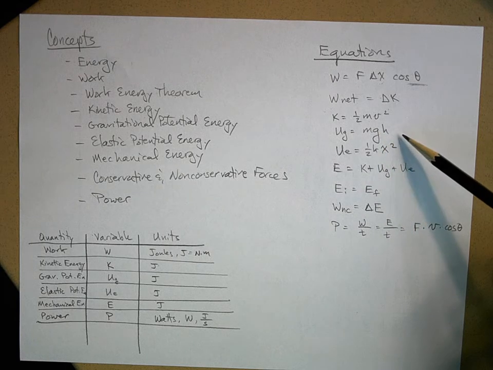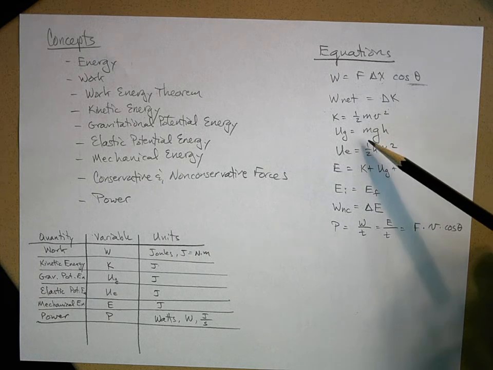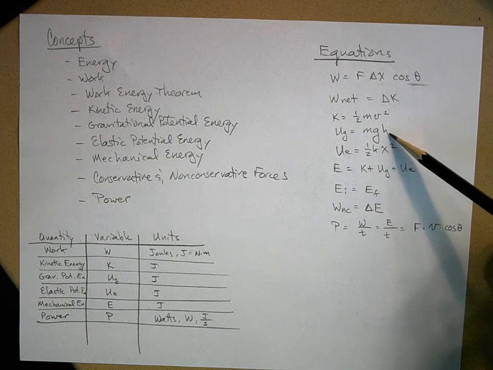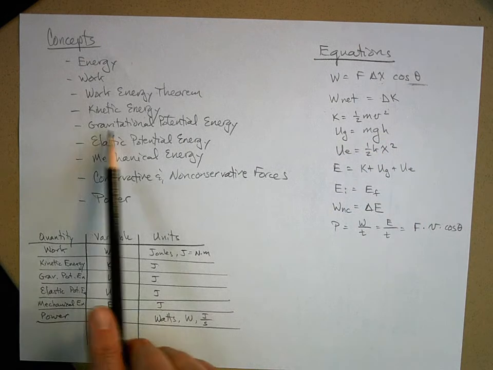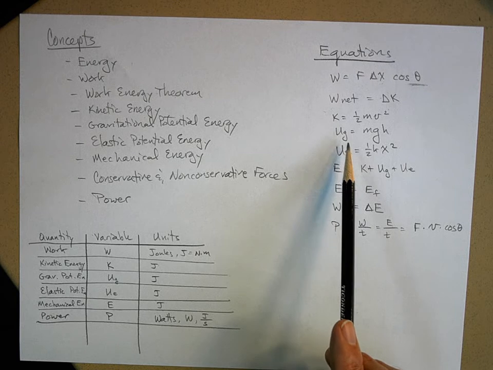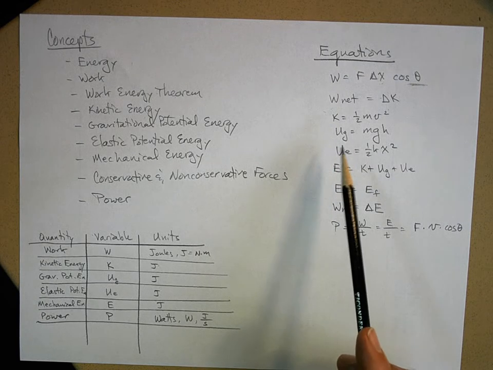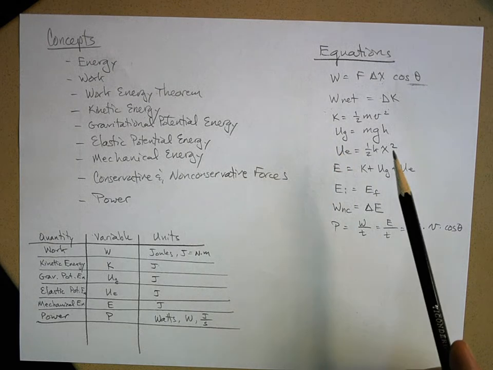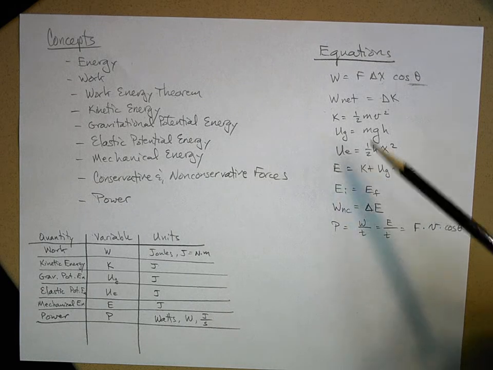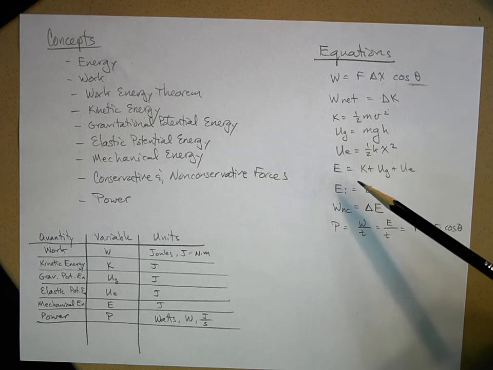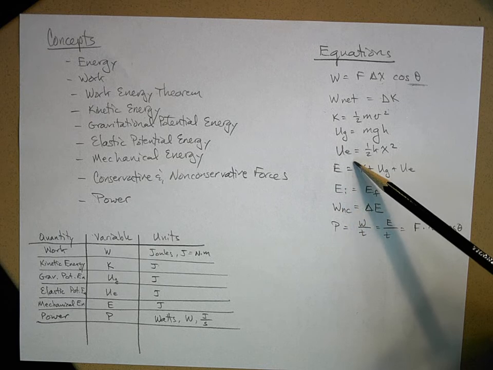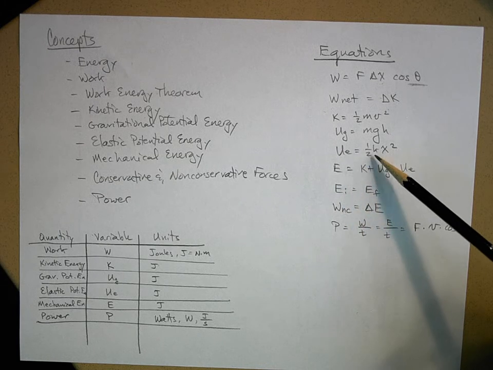Now, if I lift something up in a gravity field, the mass of an object times the gravity field times h, that's a gravitational potential energy, which I'm calling U sub g. If you still want to call it PE, which I think the book does, you can do that. This is what the AP test does, though, so that's why I'm using it. Elastic potential energy, 1/2 kx squared.